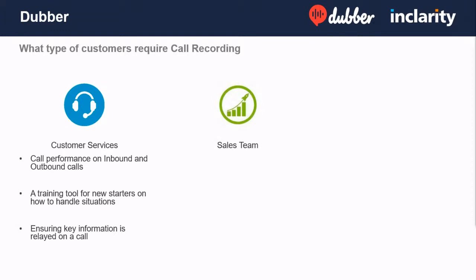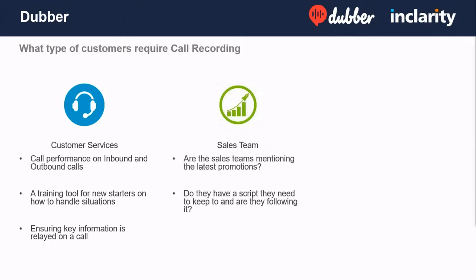Sales teams can use it to monitor the latest promotions and services. If sales guys have a script, it can be used to monitor whether they are using it. Are they hitting key criteria when they're on a call to a customer? And if a sale is ever put into dispute, you can go back and review proof of a transaction that has taken place and review what was said on a particular call.